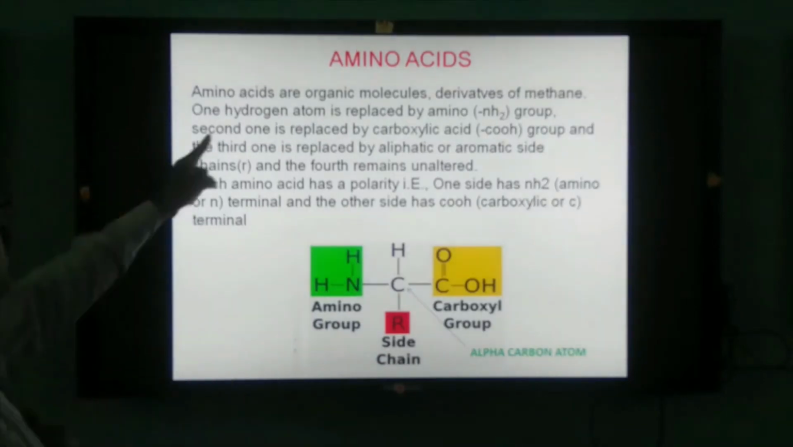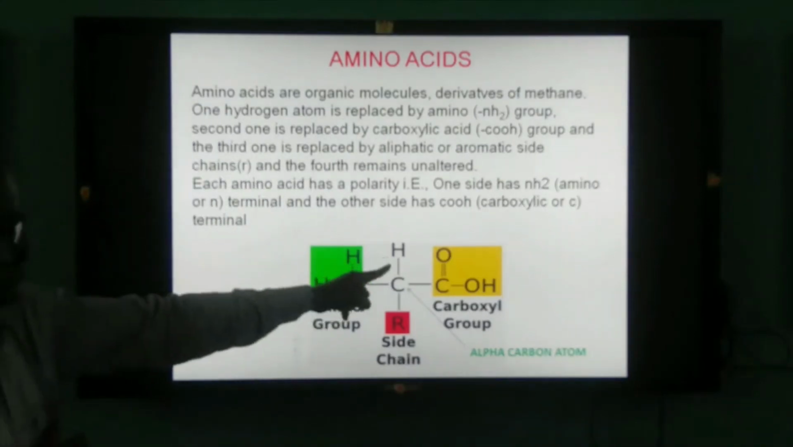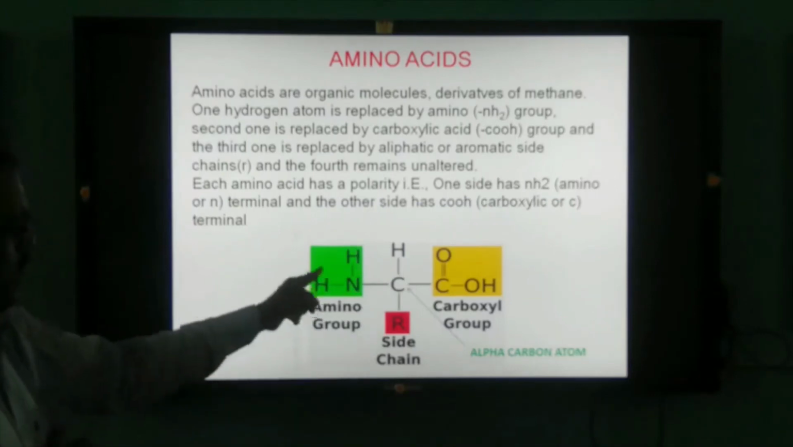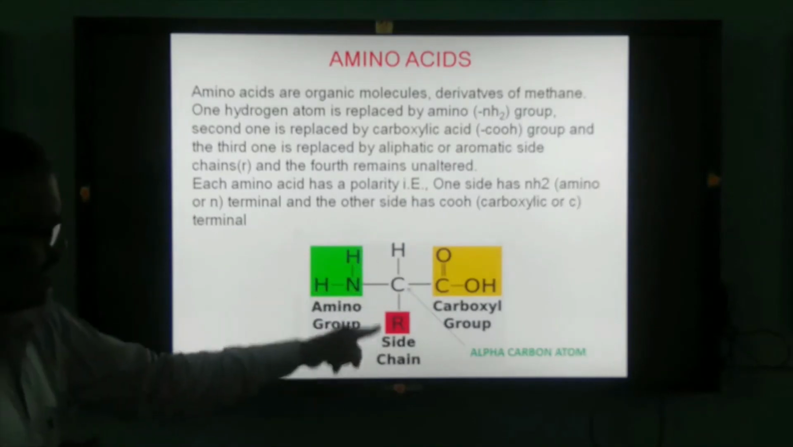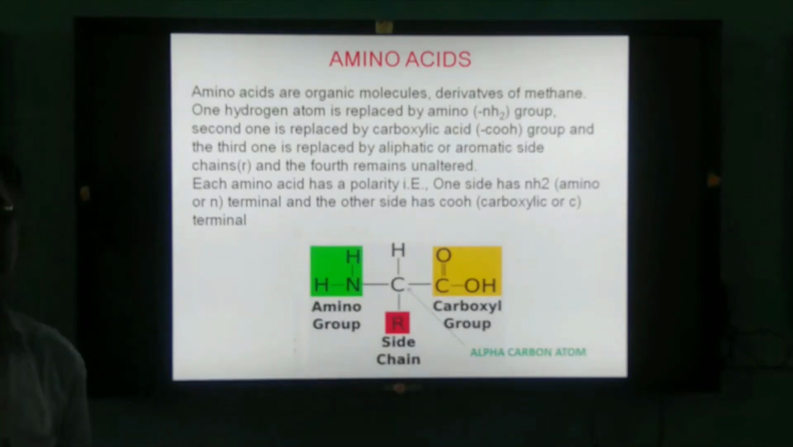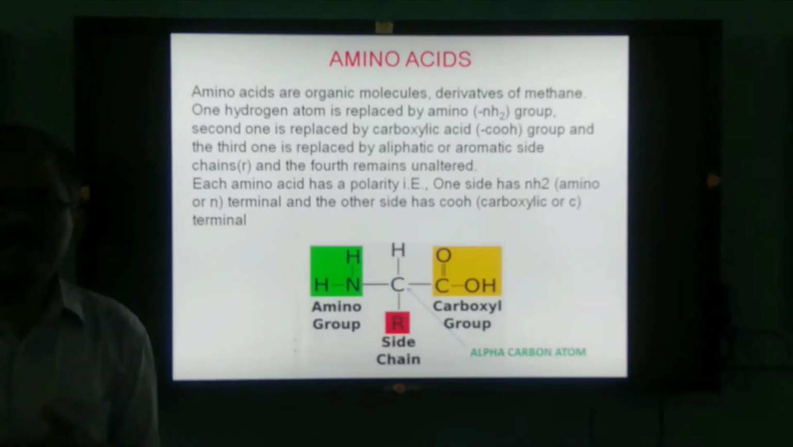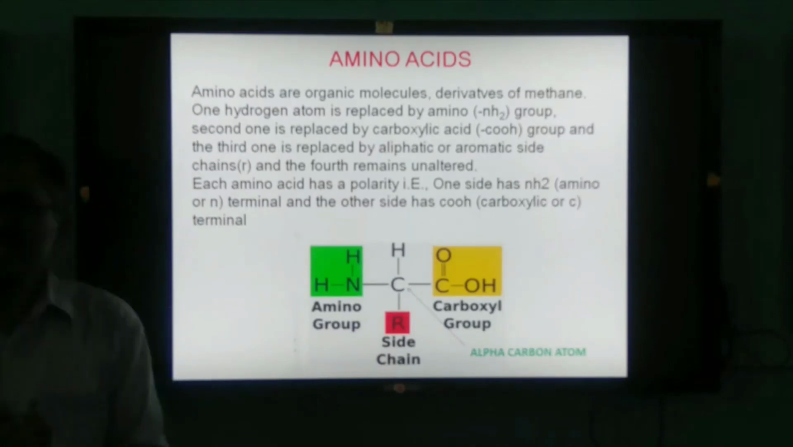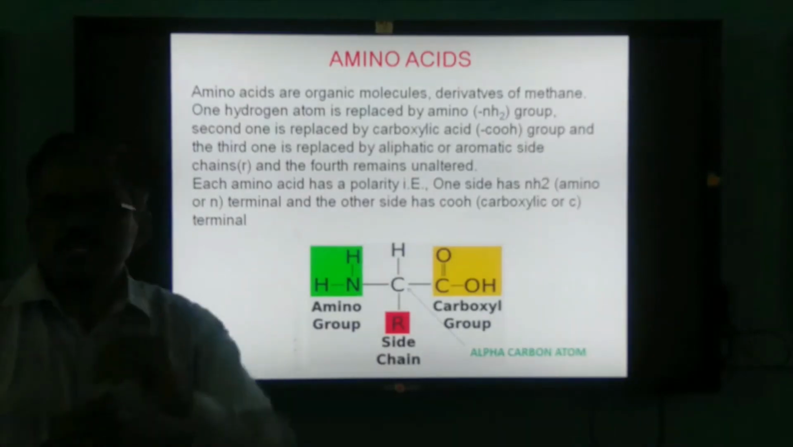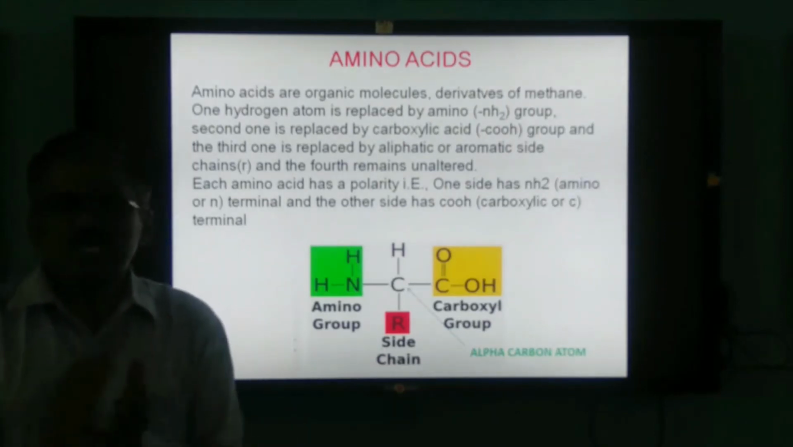These are organic molecules, derivatives of methane. Suppose this is a methane structure. One hydrogen is replaced by an NH2 group, another is replaced by a COOH group, and another one is a side chain, capital R. So, that is a derivative of methane. Amino group is there, acid group is there. That is called an amino acid. The polyamino acids are nothing but proteins. Now, we will discuss here what the different types of amino acids are, what essential amino acids and non-essential amino acids are, and what the peptide bond, dipeptide, tripeptide, etc. are.